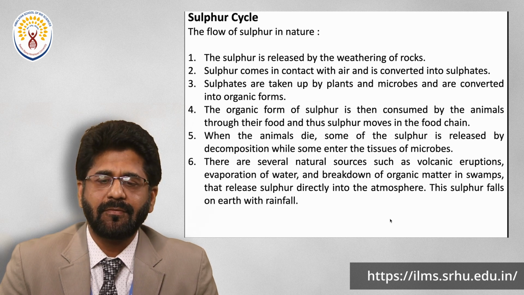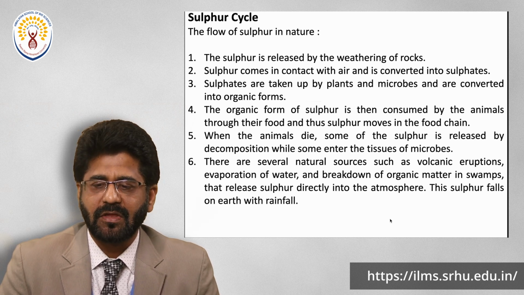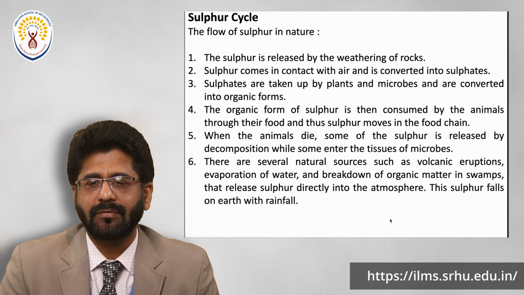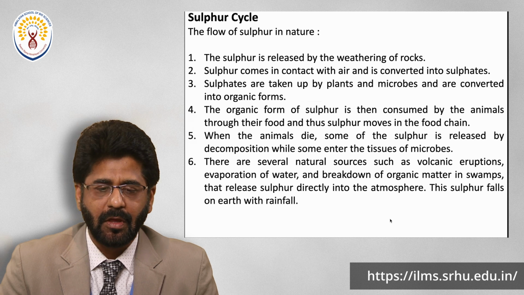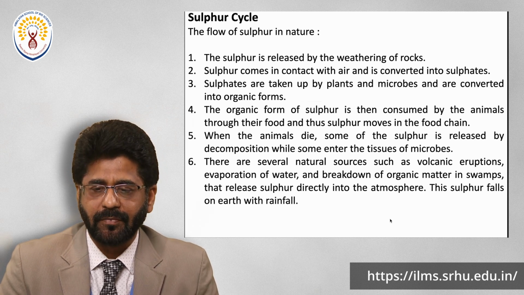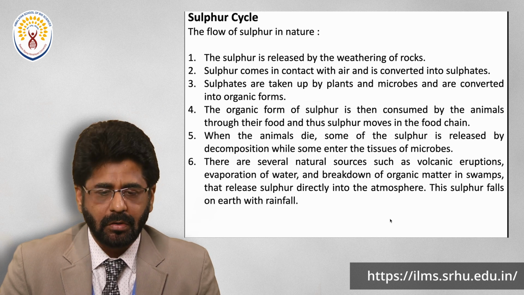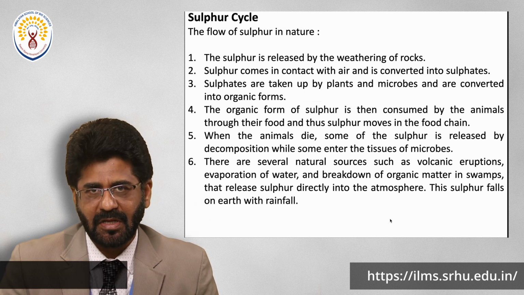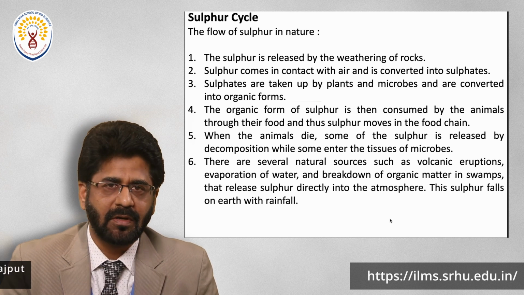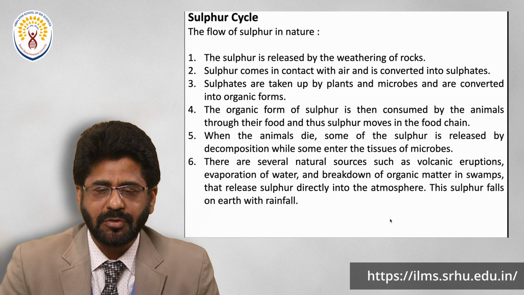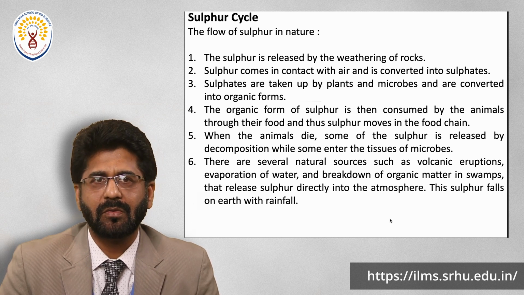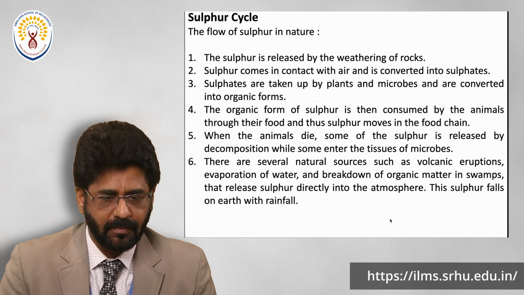Further, there are several natural sources such as volcanic eruptions, evaporation of water, and breakdown of organic matter in swamps. These release sulfur directly into the atmosphere, and this sulfur falls on the earth with the help of precipitation or rainfall. So these are natural processes. The evaporation of water is a natural process, volcanic eruption is a natural process, and breakdown of organic matter in a swamp is also a natural process.